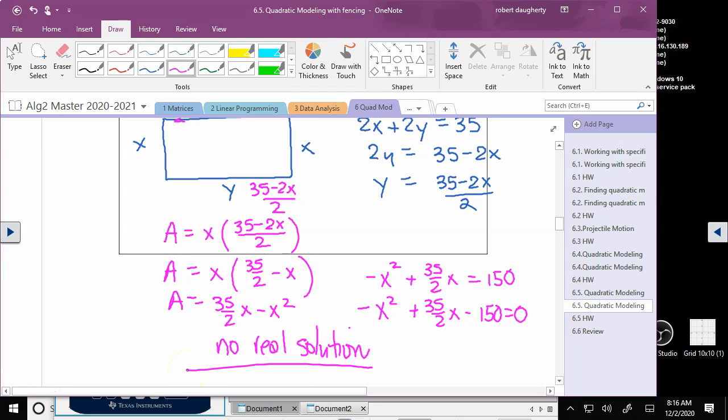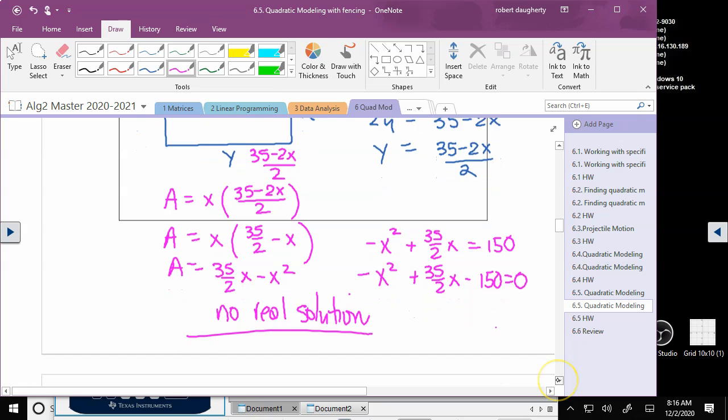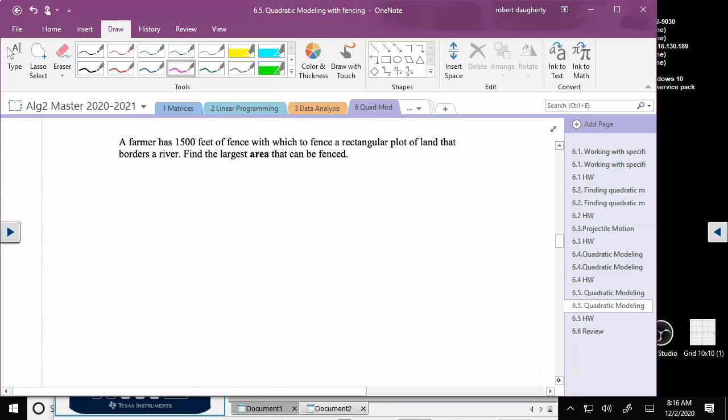What it means is, with 35 feet of fencing, you cannot build this particular patio. You can't build a patio of 150 square feet if you only have 35 feet of fencing. It's just not possible to make that happen, okay? So there's no real solution here. It can't be done with four sides.